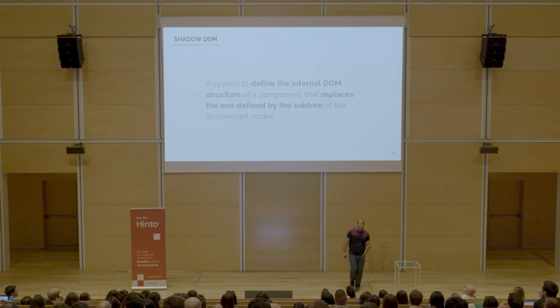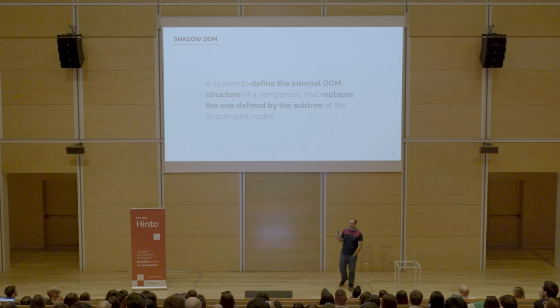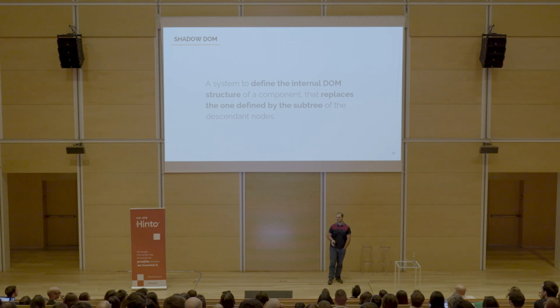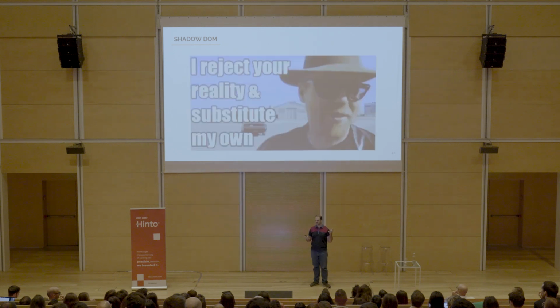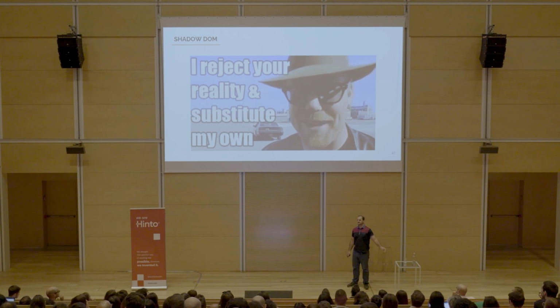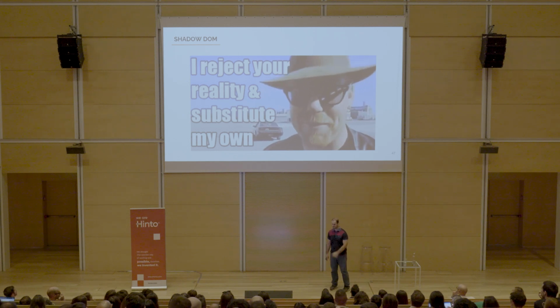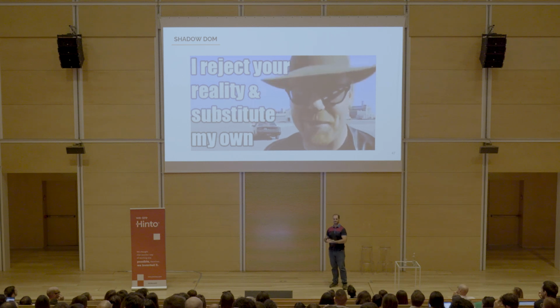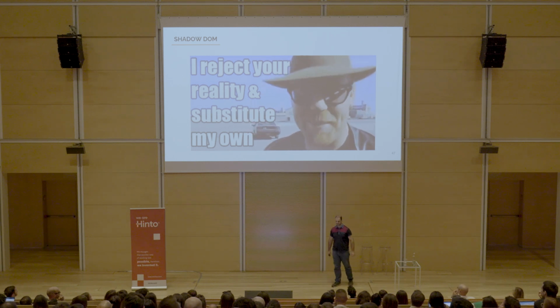And then, this is for the JavaScript part, but an element is also graphics, is also layout. So we have this shadow DOM, which is a system to define the internal DOM structure of a component that replaces the one defined by the subtree of the descendant nodes. What does it mean? I reject your reality, substitute my own, because web components just sweep away what is being given and replace it with its own reality. Living in its own reality is the heart of its isolation capabilities.